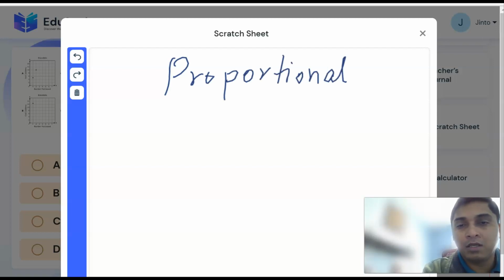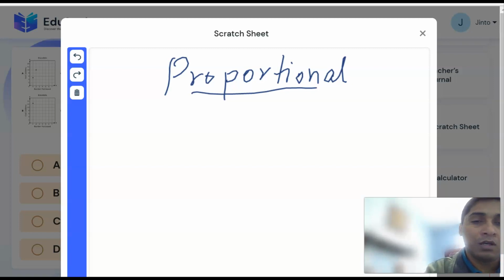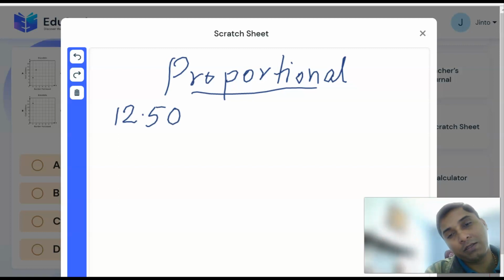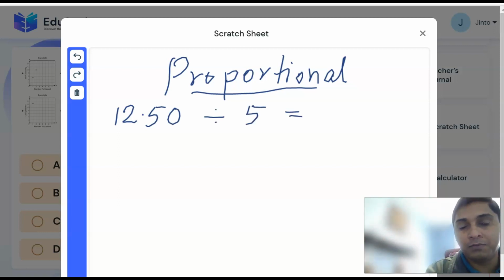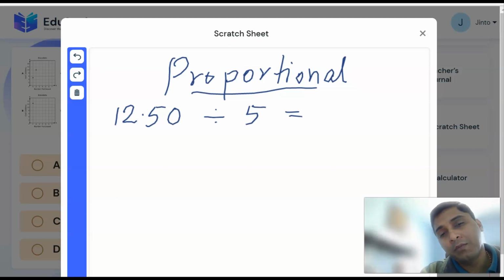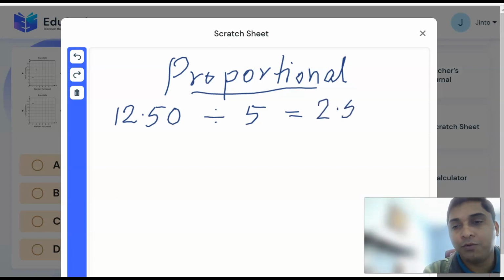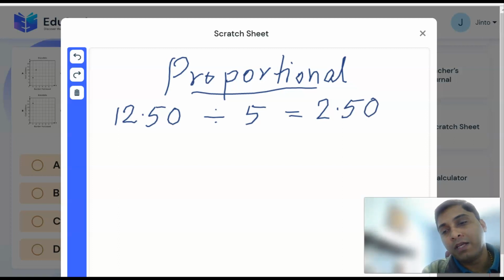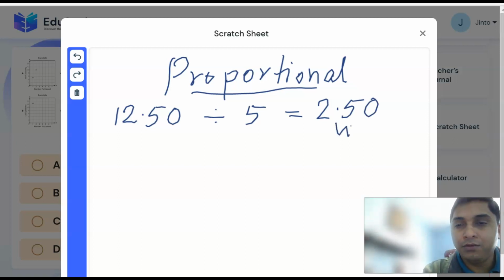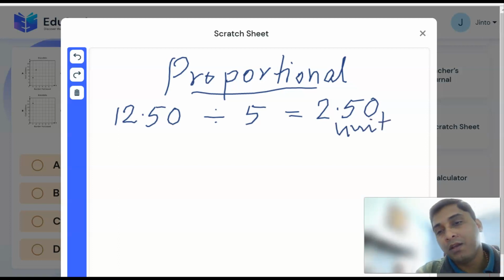Since this is proportional, we said that $12.50 for 5 bracelets, so it's basically what is the price of one bracelet. 12.50 divided by 5, you will get 2.50. So that's the price of one bracelet, or this is the unit rate for this word problem.